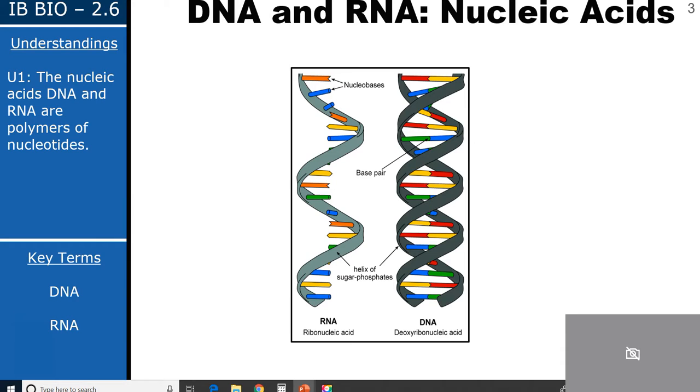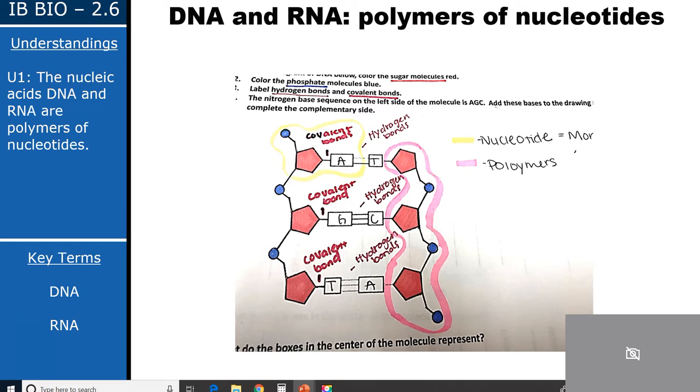So this is the quick 5-minute quiz 2.6 review. This week we've been talking about the two kinds of nucleic acids: DNA, which we have here on the right side, this double-stranded double helix, and the single-stranded cousin, RNA. Remember that nucleic acids are both polymers of something called nucleotides.